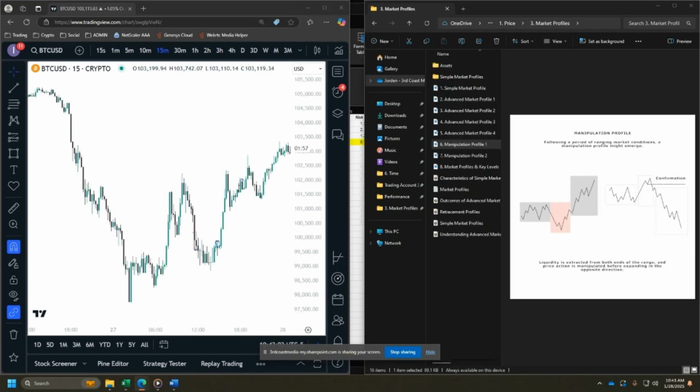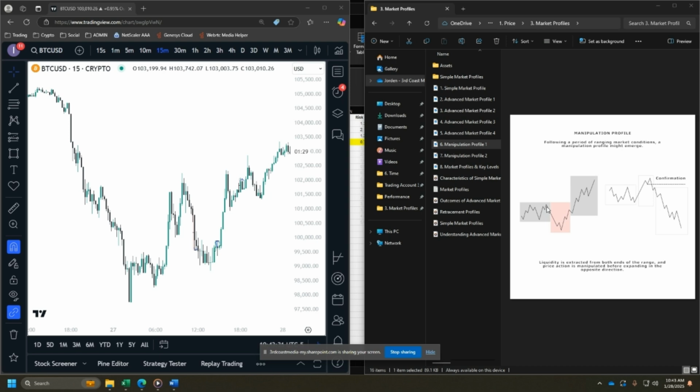All right. Next, we want to discuss manipulation profiles. Following a period of ranging market conditions, a manipulation profile might emerge. So as you can see, we have a range here.